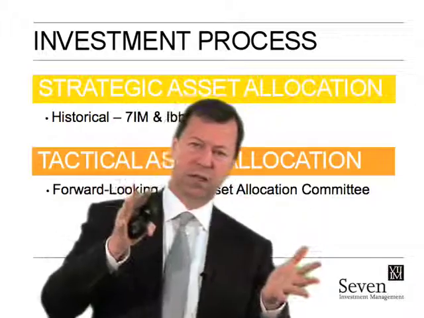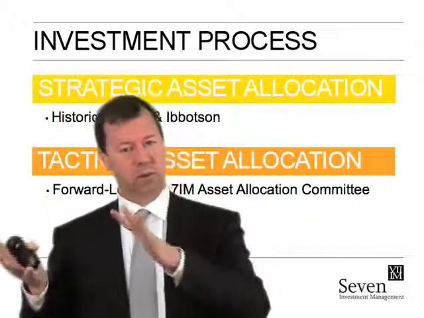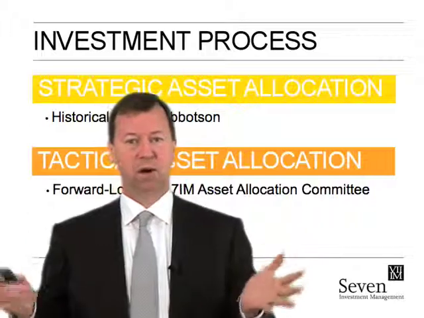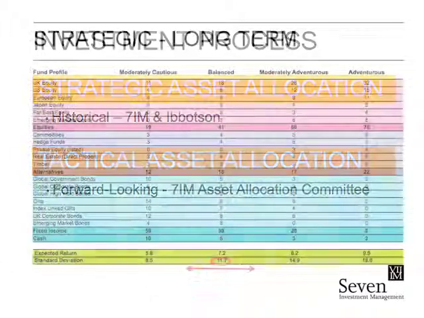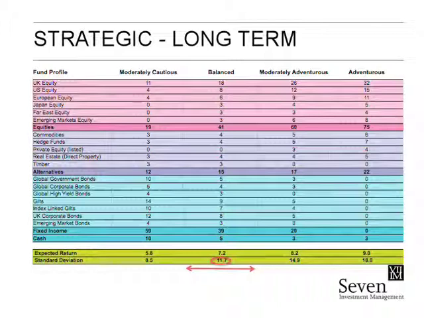So we tilt them a little bit more conservatively or a little bit more aggressively, depending upon the view of the Asset Allocation Committee. You can see here in this slide that for the 4 different levels of risk represented by the columns, each one of them down the bottom has an expected return and a standard deviation. The standard deviation is a measure of risk. The bigger that number, the more risk in the portfolio. What we're trying to do is achieve, over the course of time, the expected levels of return with as little risk as is possible.